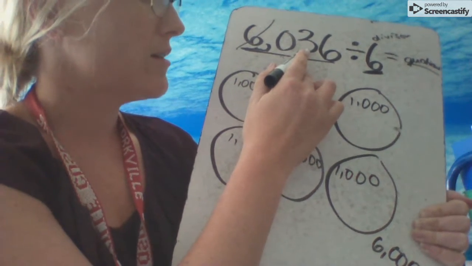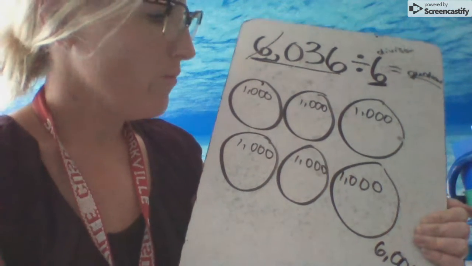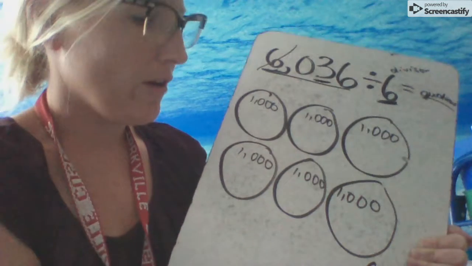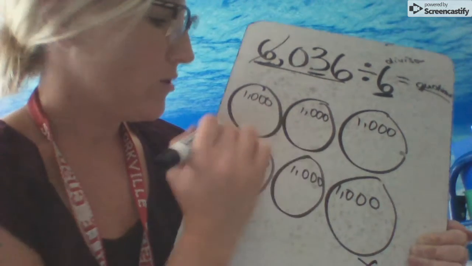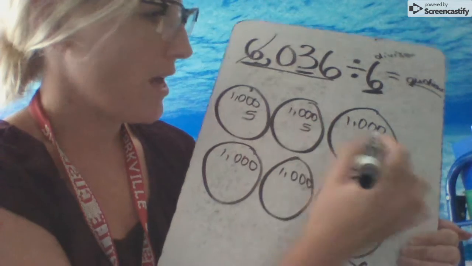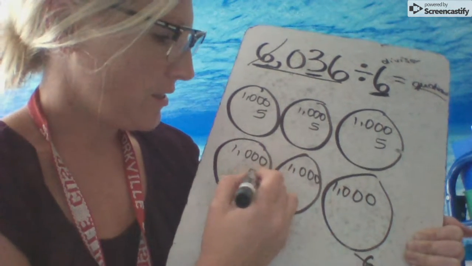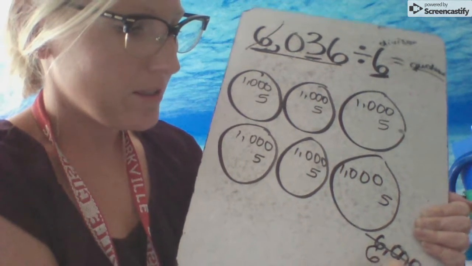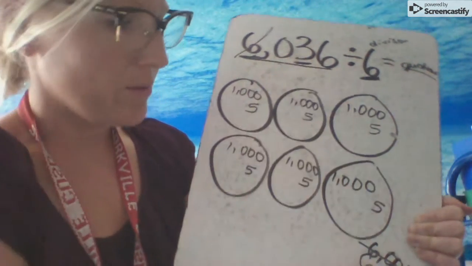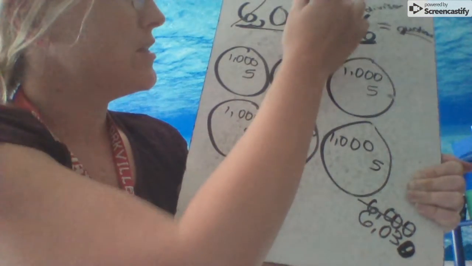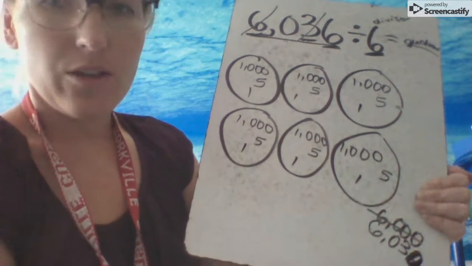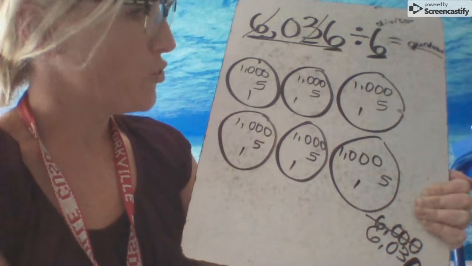I see there is 36 more to give out. Well, I know 5 times 3 is 30, so I'm going to start counting off by 5s. Okay, so 6,005, 6,010, 6,015, 6,020, 6,025, 6,030. Now I see I'm really close. 6,030, I only have 6 more to give out, and I know I can just give out 1 to each one. So then I need to count what is in each group.